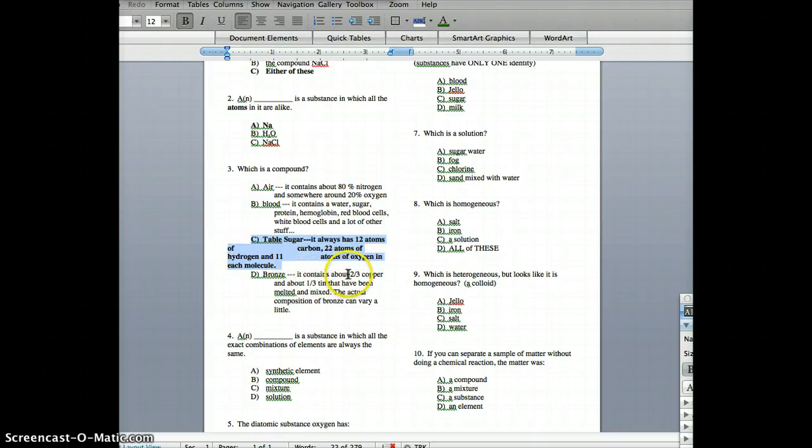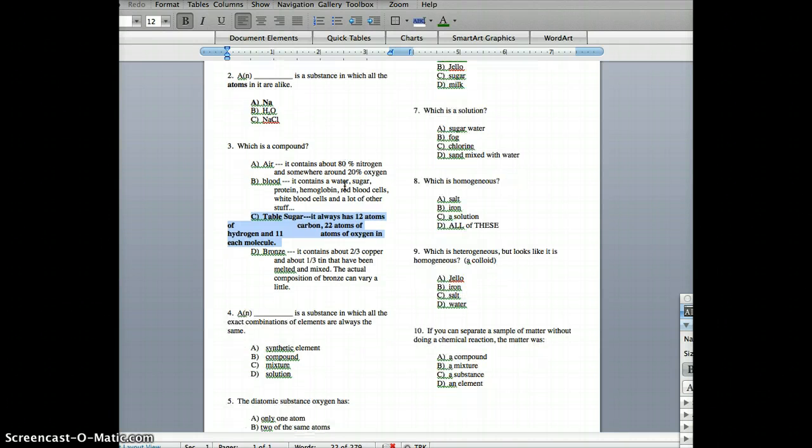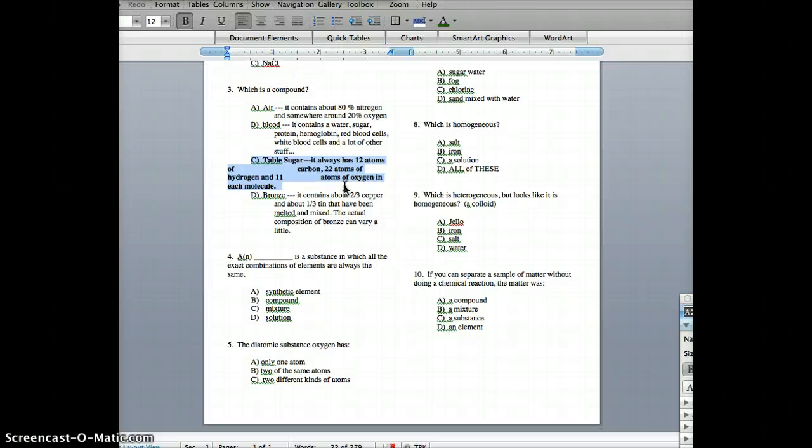say, well, it contains about, sort of, a lot of other stuff, somewhere around or about. Those are generalizations, and those are not compounds. Compounds are always made the same way. Number four, a substance in which all the exact combinations of elements are always the same, we just said, is a compound. So that's a different way to ask the same question.